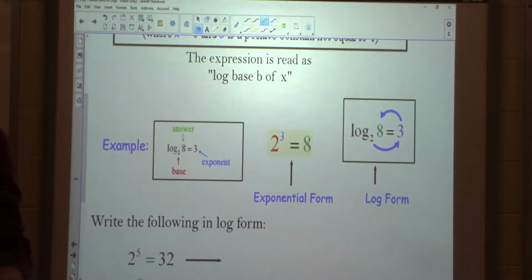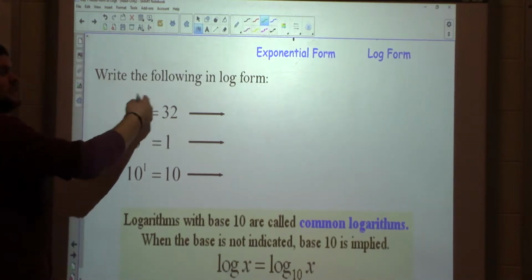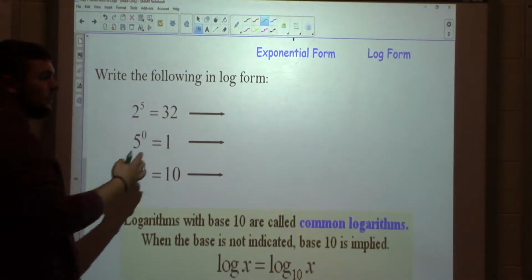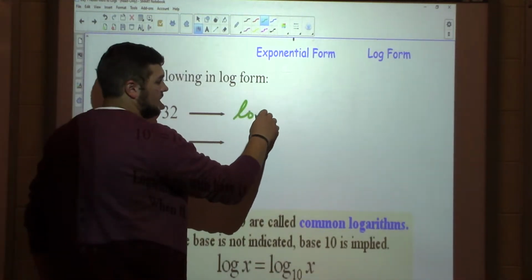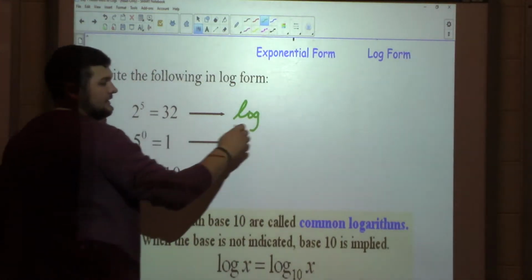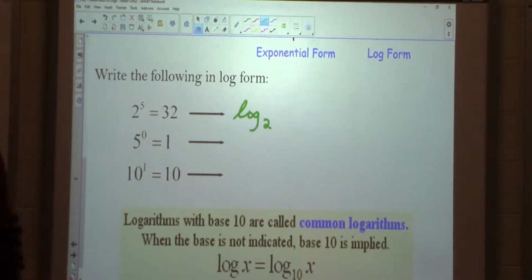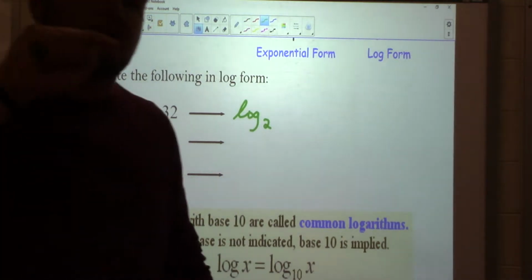Alright, so let's try some actual examples here. Write the following in log form. 2 to the 1/5 equals 32. If I'm going to write it in log form, it's going to start with the log. So log base, remember the base of my exponent, which is 2, is going to be the base of my log. When you go to write your base, make sure it's kind of the opposite of an exponent. We're going down and to the right.